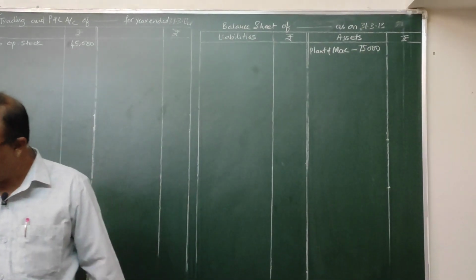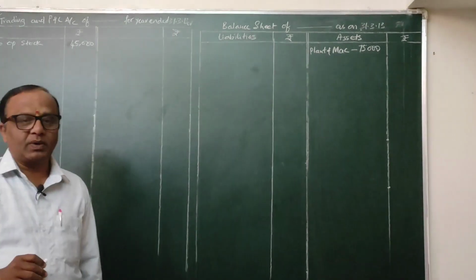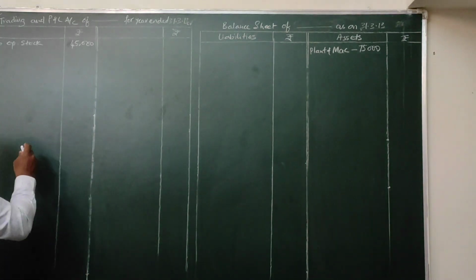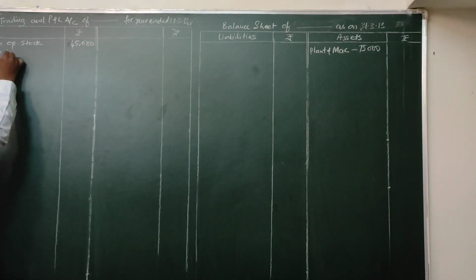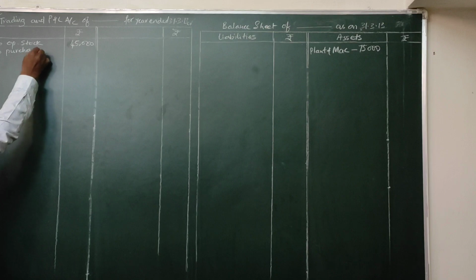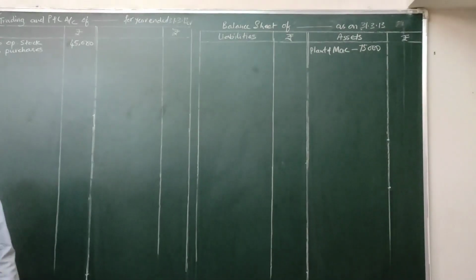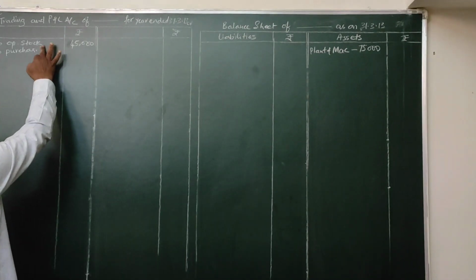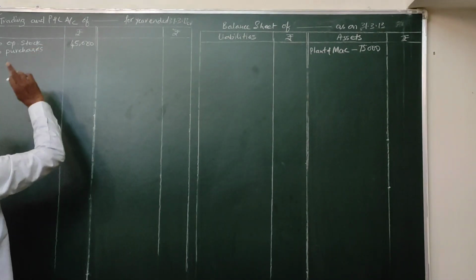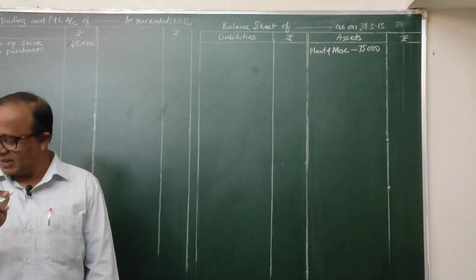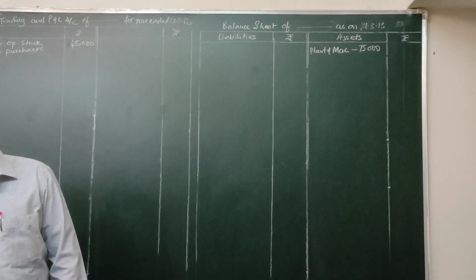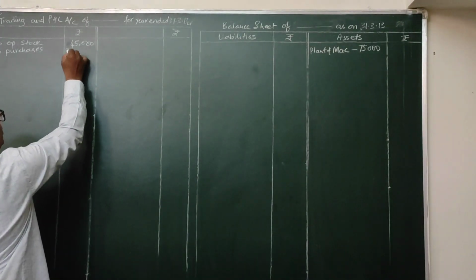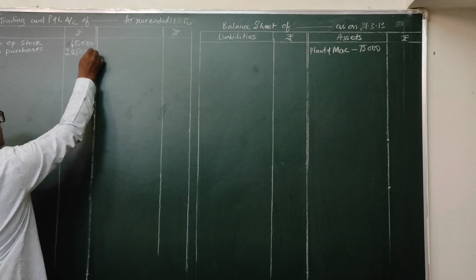Then next one, purchases he said. Purchases are expenses, so trading account debit side. Let's take purchases 2,25,000. See, here in this problem we are not having any purchase returns. If purchase returns are there, he will give us in the trial balance on the credit side. We are not having any purchase returns. So directly we are posting 2,25,000 in the amount column.